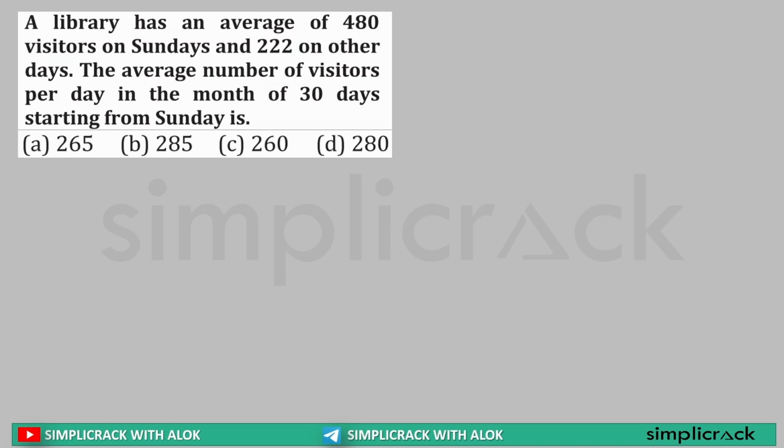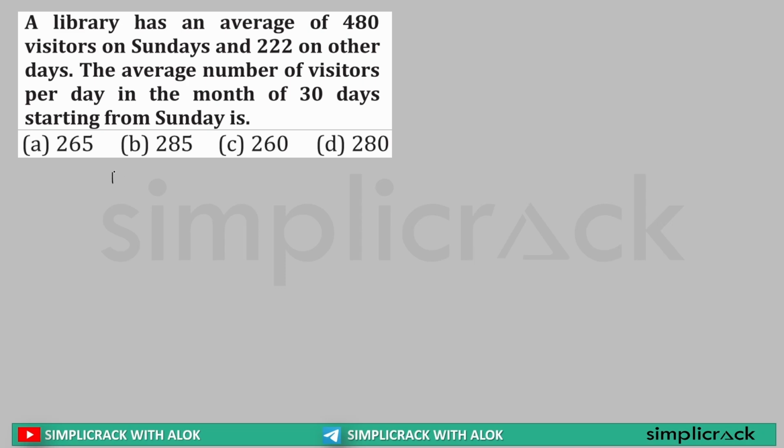Now, sir, a library has an average of 480 visitors on Sunday, 222 on other days. Other days means what? Monday to Saturday. The average number of visitors per day in the month of 30 days starting from Sunday. Now you need to understand this.